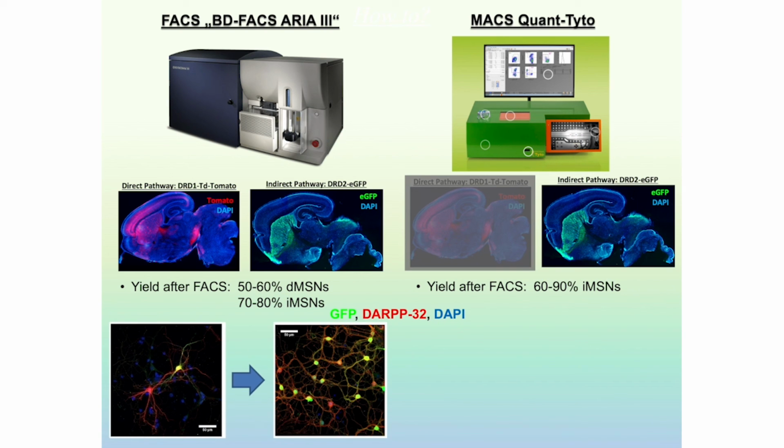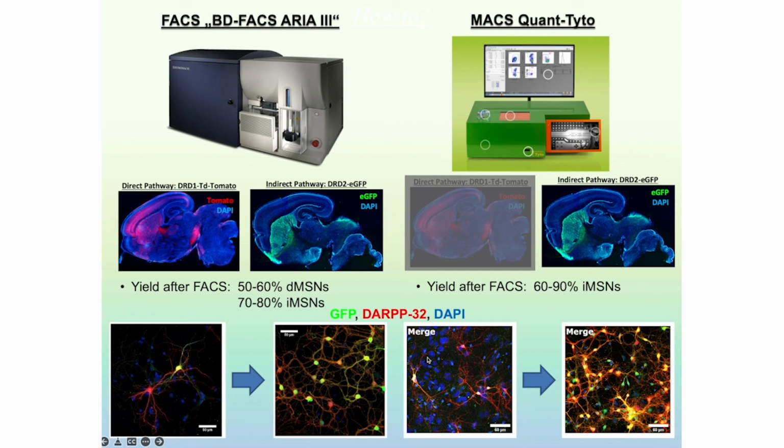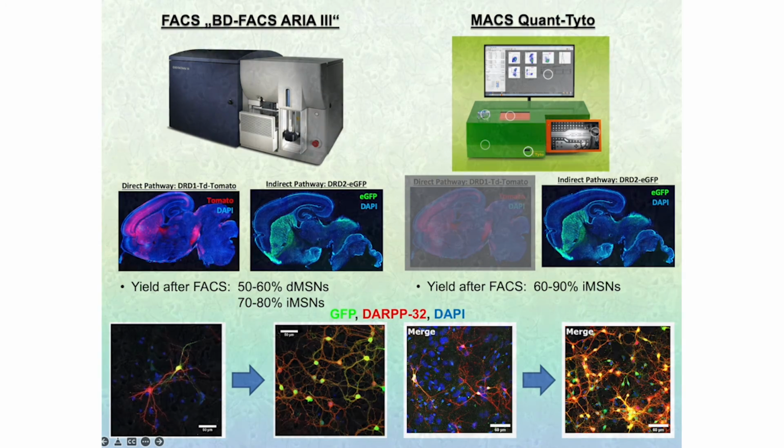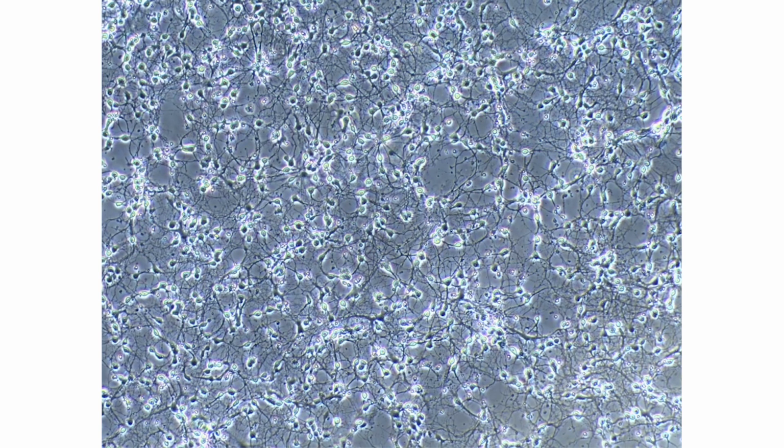And in comparison, that's what a non-sorted culture looked like back in the days and after FAC sorting, and that's what a non-sorted culture looks like today and after Tyto sorting. So absolutely comparable. The only thing I have to admit is that the sorted cells from the Tyto sorter look much more healthy. So this is a pretty dense culture of indirect pathway medium spiny neurons after Tyto sorting, and as you can see, there is actually not really an astrocyte in this culture. It's 7 days in vitro and looks already quite good.